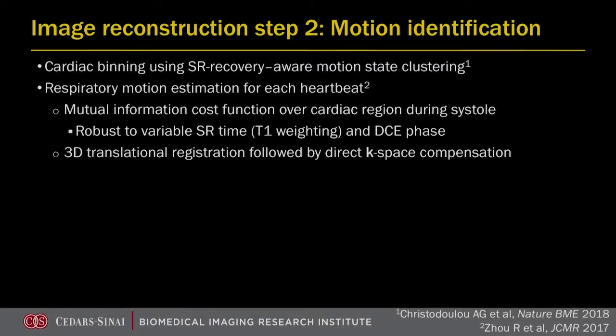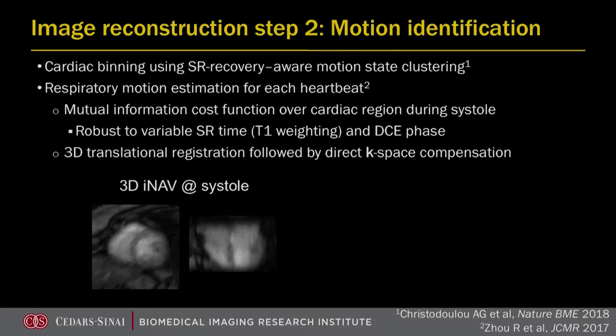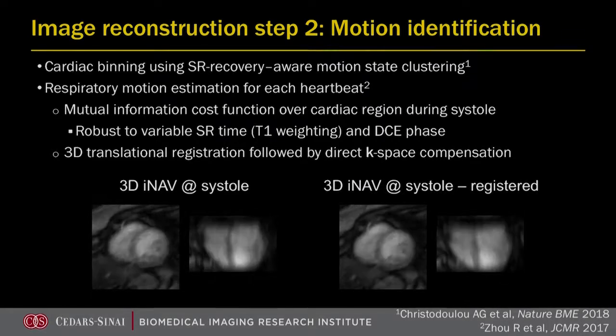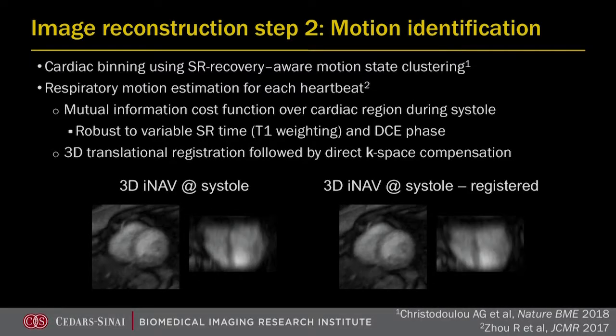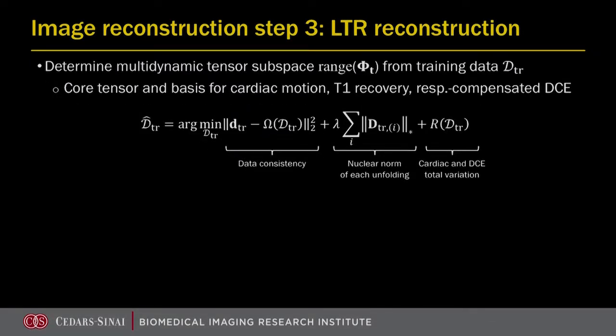And we extract systolic cardiac phases here at the latest possible saturation recovery within each heartbeat, and then use a mutual information cost function to handle the fact that there's a little bit of variable T1 weighting in here and the different DCE phases, and then just perform 3D translational registration focused over a region in the heart. So then, by the way, we also directly compensate our k-space.